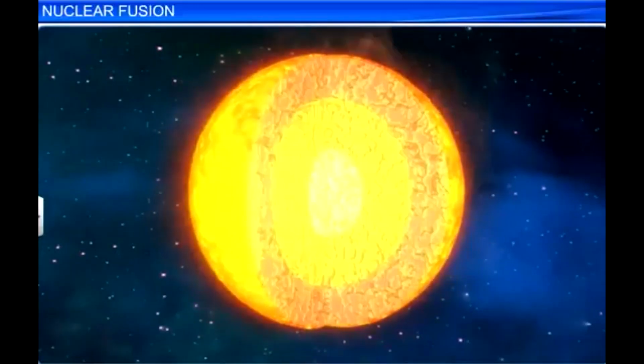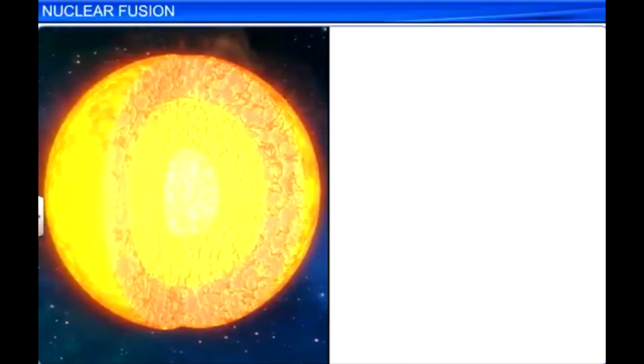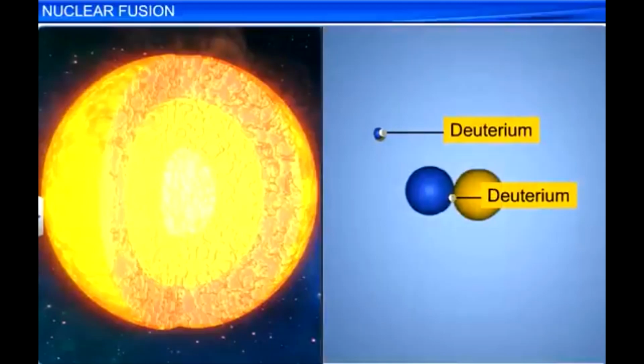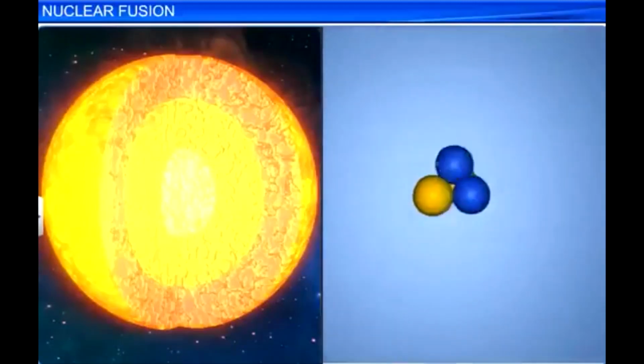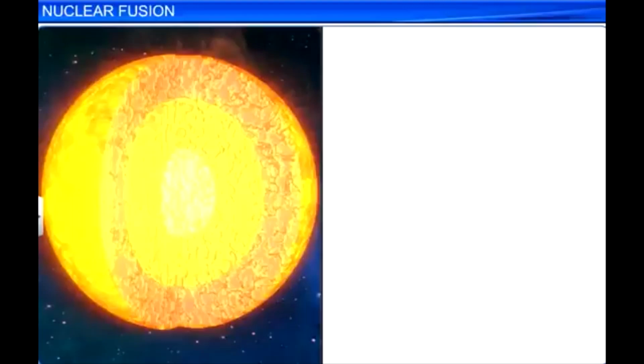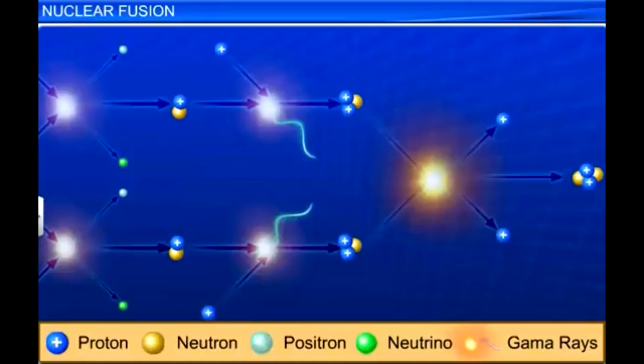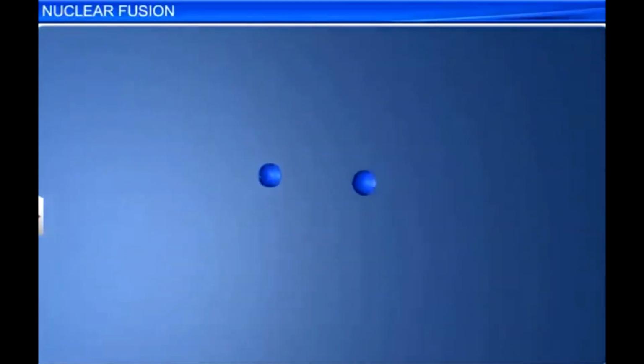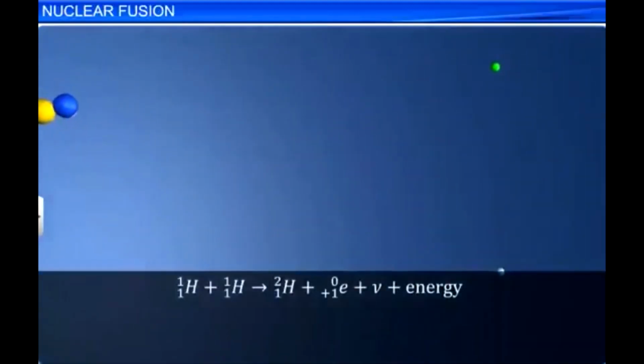In the nuclear fusion process taking place in the Sun, hydrogen nuclei fuse together to form the heavier helium nucleus and in the process release enormous amount of energy. This is a multi-step process and is called the proton-proton cycle of nuclear reactions. In the first step of the proton-proton cycle, 2 hydrogen nuclei fuse together to form a deuteron releasing a positron and a neutrino along with energy.